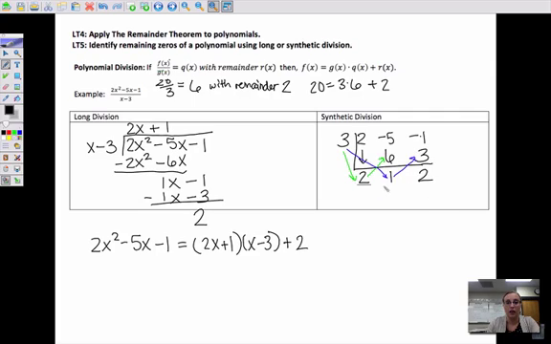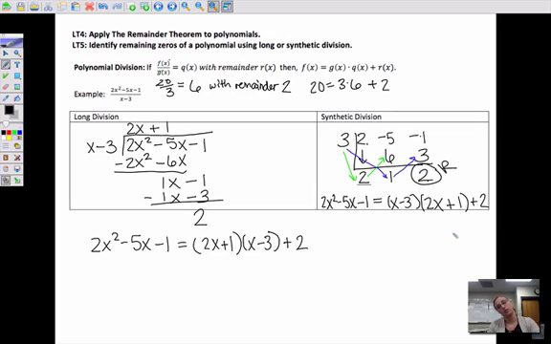And then I'll write my answer the same way. My original one, 2x squared minus 5x minus 1, is equal to x minus 3, which was my original thing I was dividing by. Then I'm going to take all of the terms except for the last one. This one right here is always your remainder. I'm going to just take the degree down by 1. So this was a 2x squared, so this is a 2x, and then plus 1, and then plus my remainder 2.